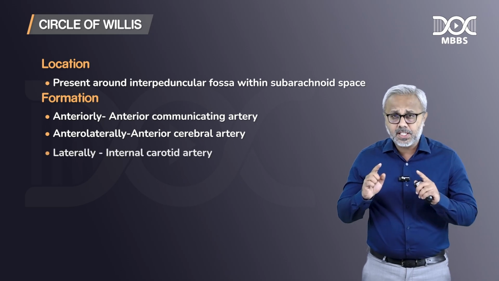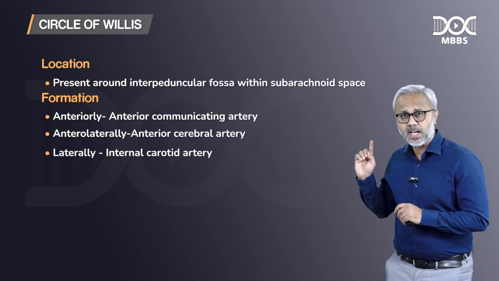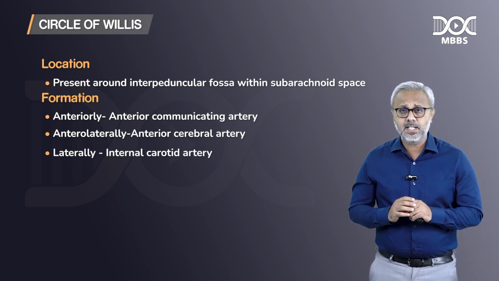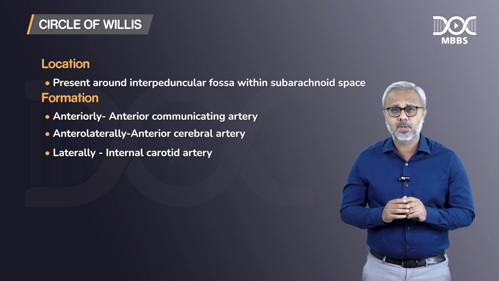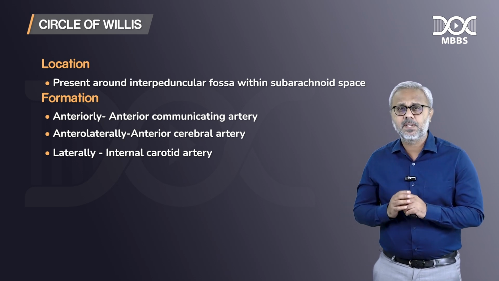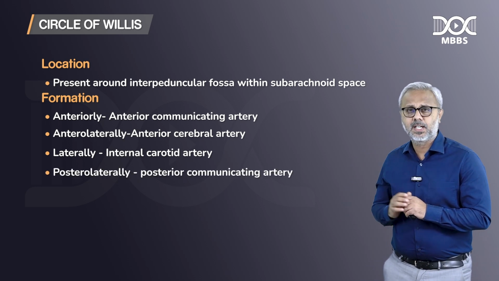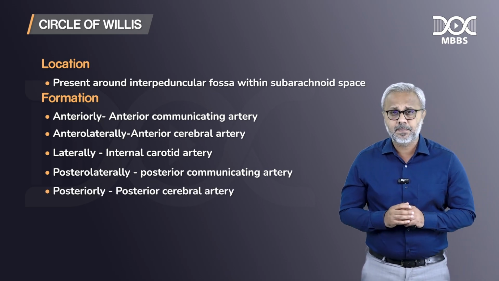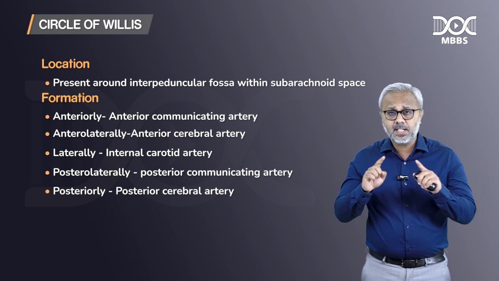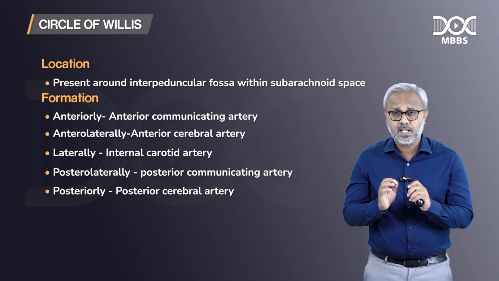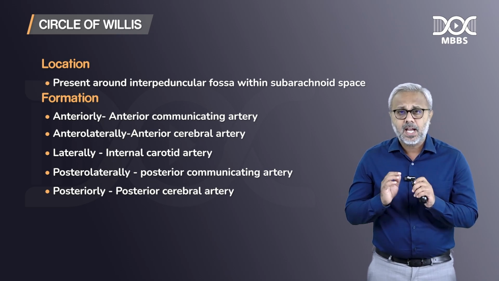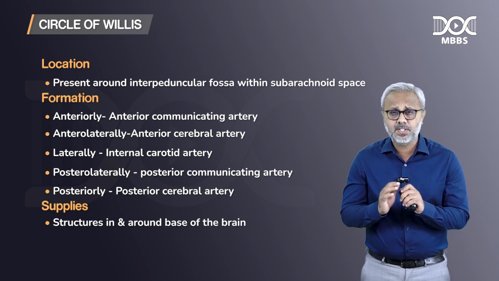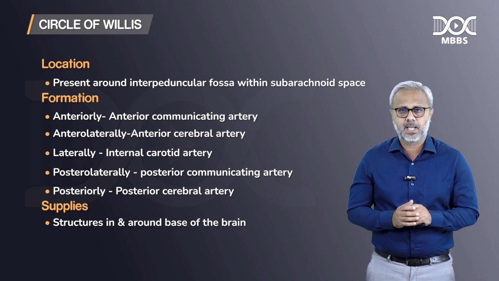arteries. Anterolaterally we have the anterior cerebral arteries, then laterally we have the internal carotid, posterolaterally we have the posterior communicating artery, and posteriorly we have the posterior cerebral arteries. These are the arterial anastomotic network that is formed at the base of the brain, and these mainly supply the structures in and around the base of the brain.